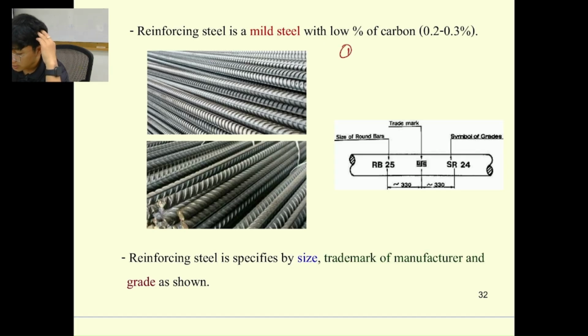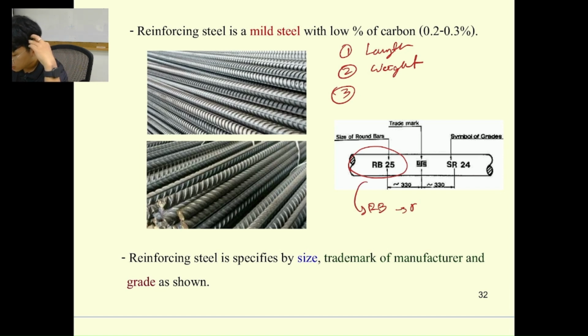The first one is measure the length of the sample. The second one, weigh it. The third one, observe the size by looking over here. RB means round bar, so it's going to be a round-shaped bar. 25 over here is the diameter, in millimeters. So RB means round bar with a 25 millimeter diameter.